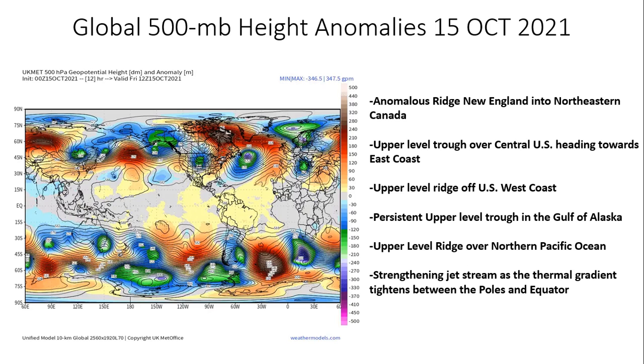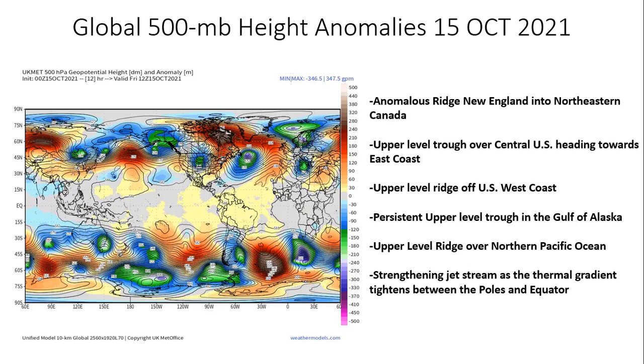And then further west from that, we have an area of upper level heights situated off the coast of California, with a little bit of a ridge poking up along the Pacific Northwest coast. Further upstream, or to the west of that, we have a persistent upper level trough that has been positioned in the Gulf of Alaska. And then further upstream to the west of that, there's an upper level ridge located over the central North Pacific Ocean, just to the west of the Aleutian Islands.